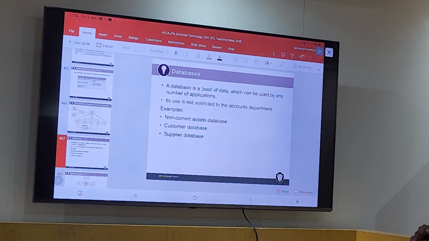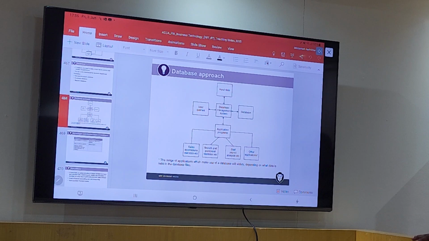Database. A database is a pool of data which can be used by any number of applications. A good example of a simple database is an Excel spreadsheet. Let's say you have serial number, customer name, agreed fees, type of service, phone number, email address, amount received, balance amount, financial institute, and so on, too much information there. It is not restricted to the accounts department, obviously. Examples: non-current asset database, customer database, and supplier database.